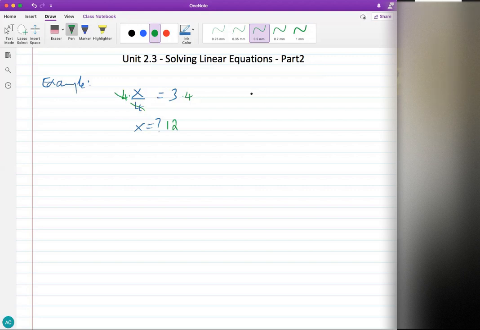Last time we had something like this, a multiplication, so to cancel the 3 we divide by 3 on both sides. But today we have a division, so we do the opposite of division, which is multiplication. And the solution here is 12. So that's a one-step equation with one fraction. We can do it this way, or we can do it another way.